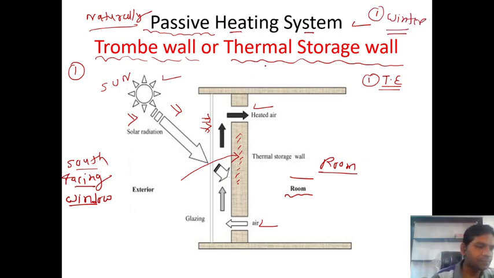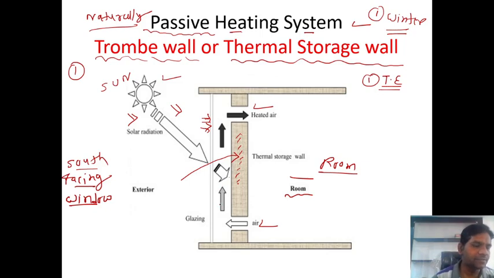Okay, so what is here? In this system, the passive system, why passive? Because solar radiation is absorbed by a heavy concrete south facing wall, which is covered with double glazing. Yes or no? The Trombe wall arrangement is outlined as shown in the figure.